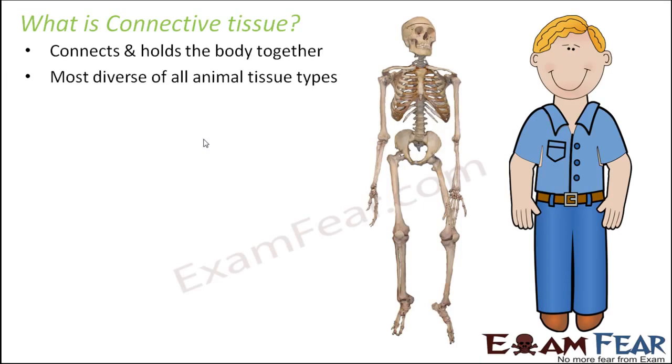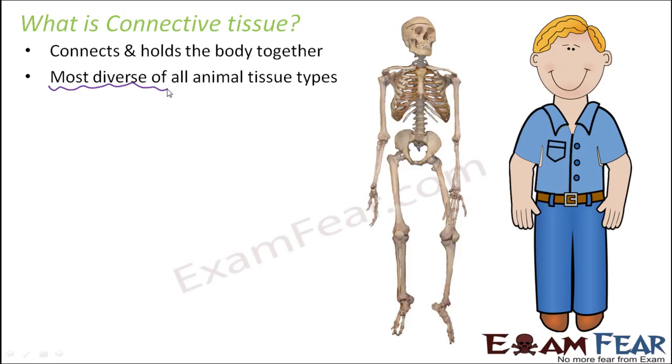This is the most diverse of all animal tissue types. The 4 types of tissue which I told you: one is the epithelial tissue, which we already discussed, connective tissue, muscular tissue and nervous tissue. Out of these 4 types of tissue, the most diverse is the connective tissue. What do I mean by diverse? Diverse is diversity. What do you mean by diversity? Variety.